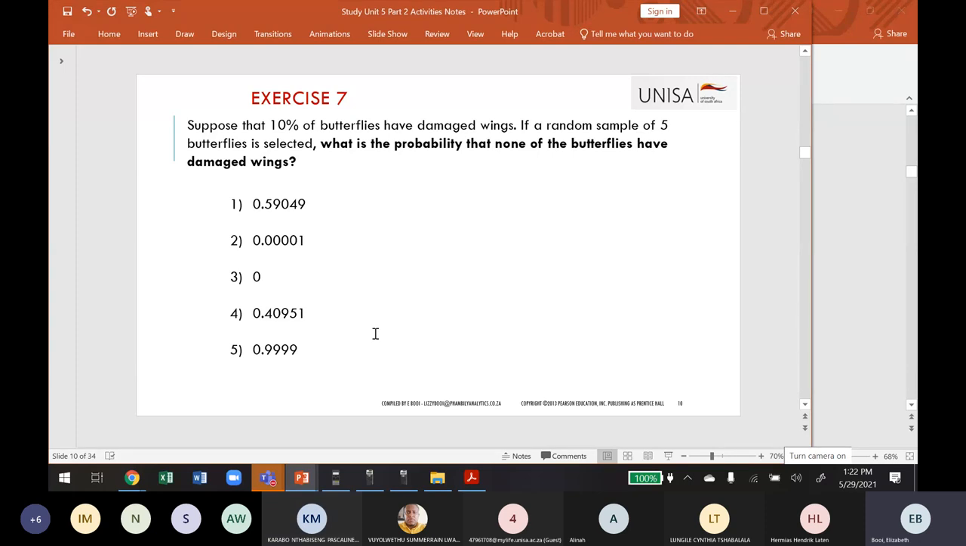Now let's calculate the probabilities. Suppose that 10% of butterflies have damaged wings. If a random sample of 5 butterflies is selected, what is the probability that none of the butterflies have damaged wings? Similar. That is the probability of success. That is your n. What are we calculating? X is equal to zero. Therefore, you can also use the formula. Oh, you can use a table.